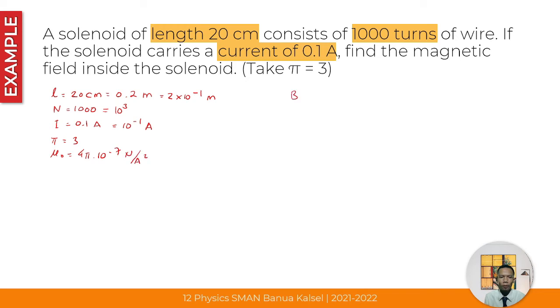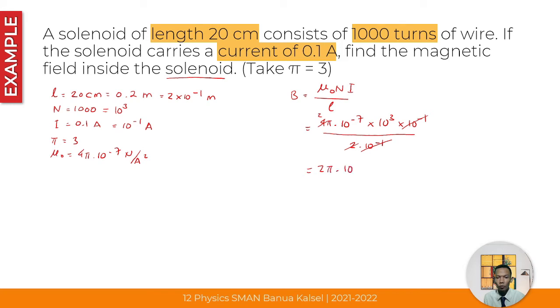How about the B? Remember, we want to find the field of the solenoid. So we will use mu 0 N I per L. Put in all the numbers that we have: 4π times 10 to the power of minus 7 times N is 1000 or 10 to the power of 3 times I is 10 to the power of minus 1 per L is 2 times 10 to the power of minus 1. So minus 1 cancels, 2 and 4 cancel. So we'll have 2π times 10 to the power of minus 7 and 3 will be minus 4. Or we can change π to 3. We have 6 times 10 to the power of minus 4 Tesla.